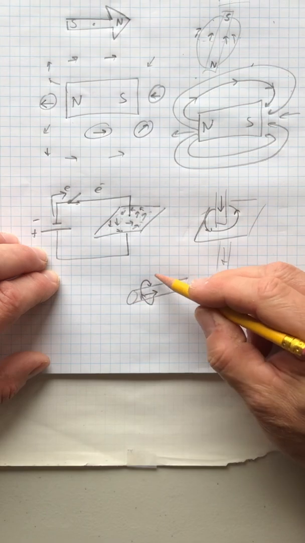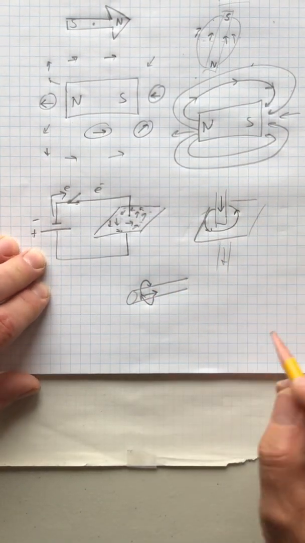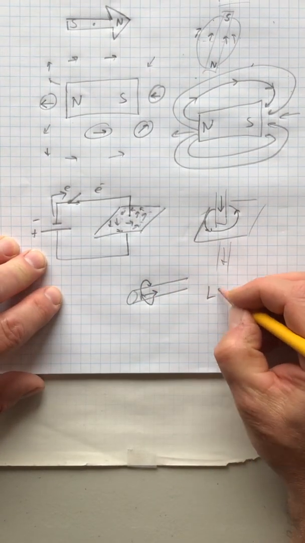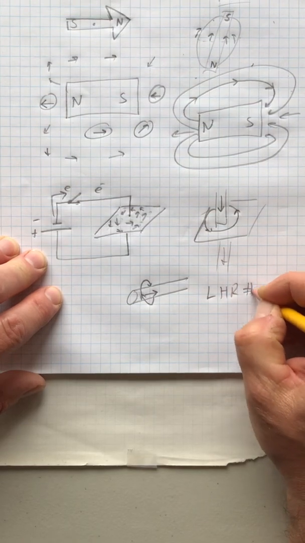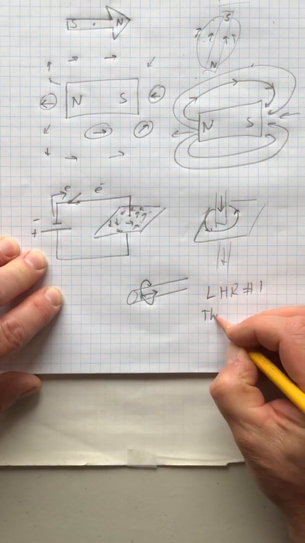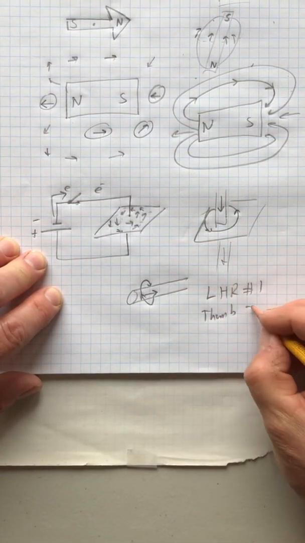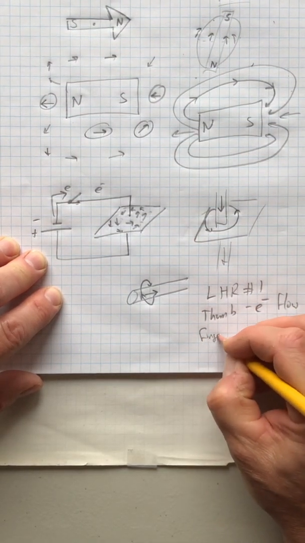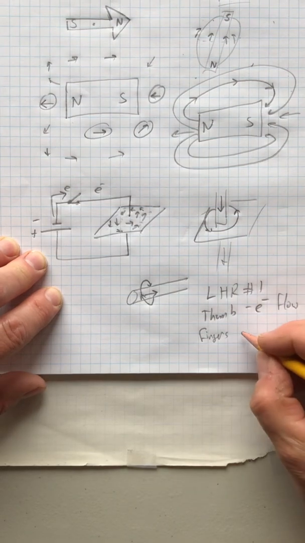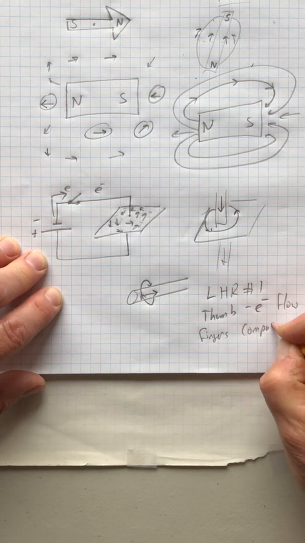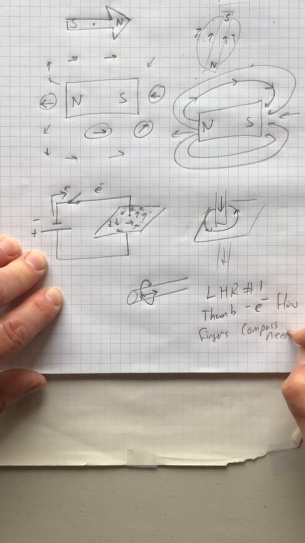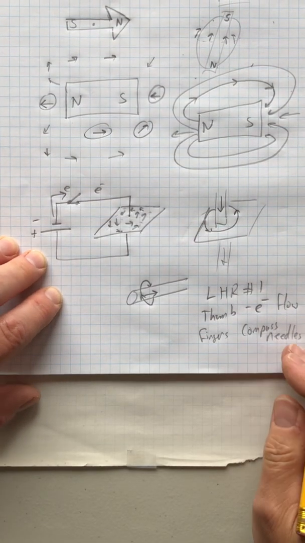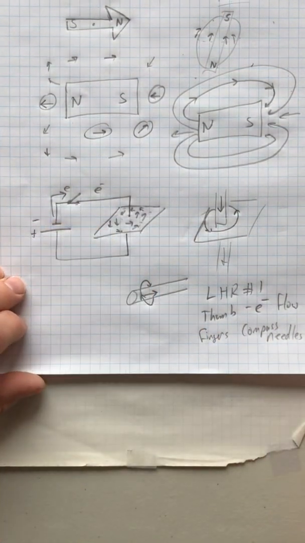And then another circle on top of that, another one on top of that. No spiral, just connect them together. That's left-hand rule number one. So thumb is the electron flow, and your fingers are the compass needles, saying which way the magnetism is.